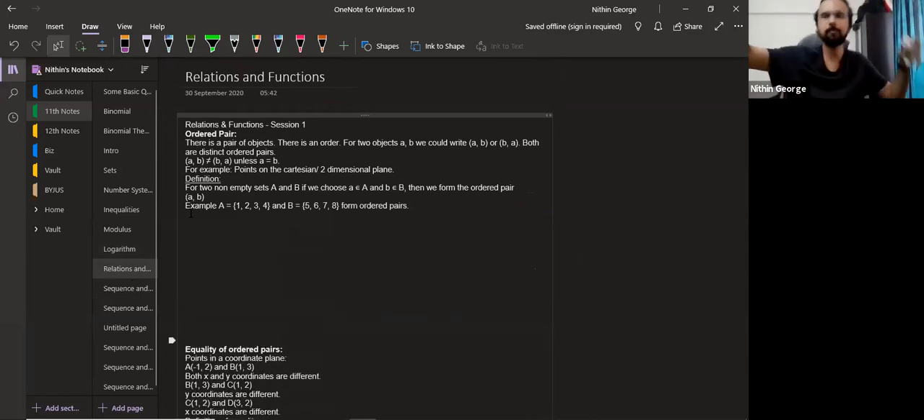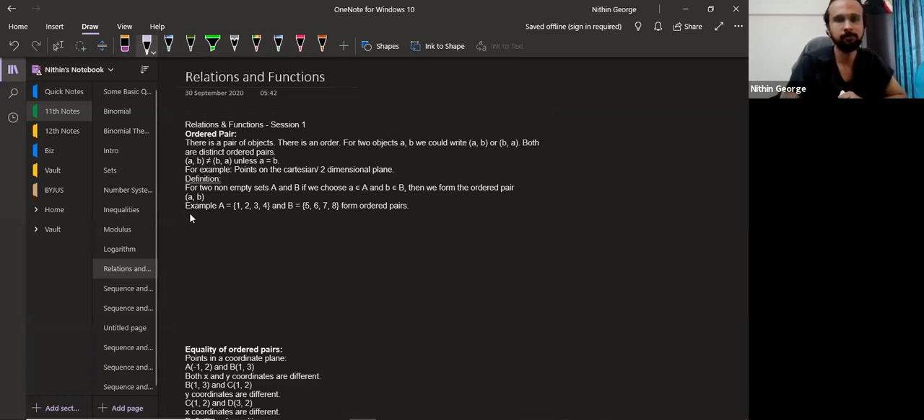Okay, so first, you know what an ordered pair is? Guys, do you know what an ordered pair is? Yes, sir. What is an ordered pair? Any point in a graph is an example of an ordered pair. Any set of x comma y.